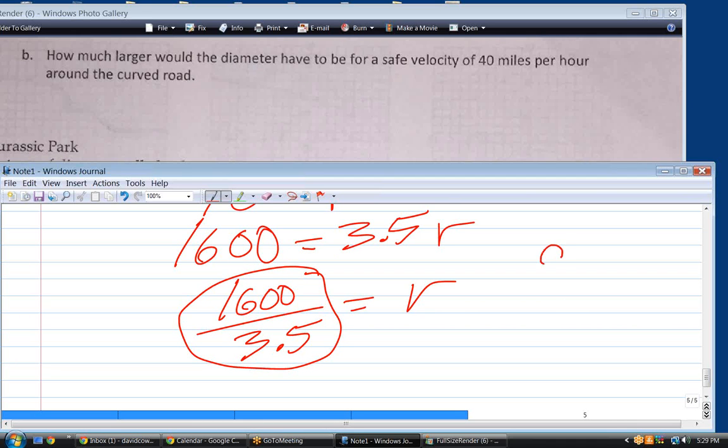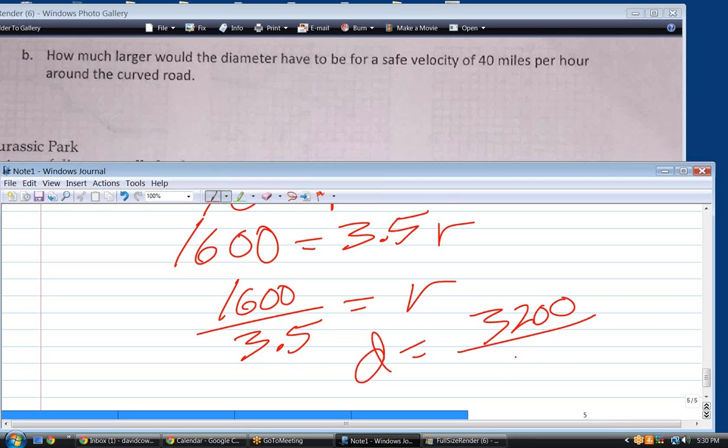Since diameter equals 2 times R, in a sense you're right, you plug this number in for R. But you don't have to do this. After you work with diameters and radiuses enough, you know that the radius is half the diameter. So if we just solved for the radius, I got to double it to get the diameter. So the diameter would be 3,200 divided by 3.5, whatever that number is.